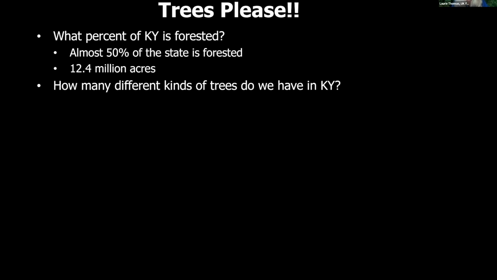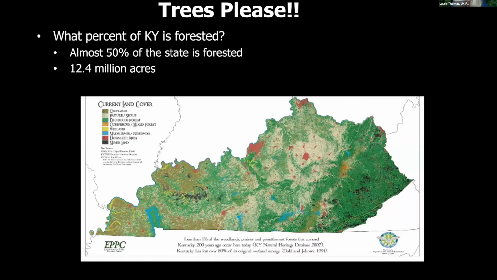So now let's see, how many different kinds of trees do you think we have in Kentucky? This becomes one of those things when you start learning to identify them. If somebody guessed more than 120 different tree species, you are right on. That number kind of varies, since some trees are sometimes considered shrubs depending on size, but we have about 120 different native tree species in Kentucky.